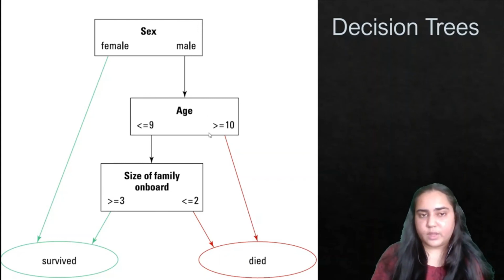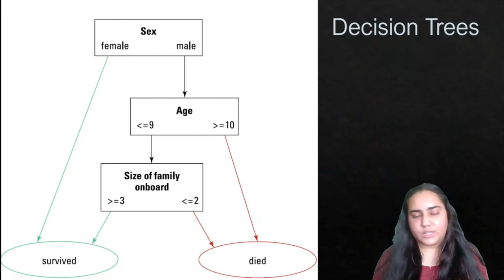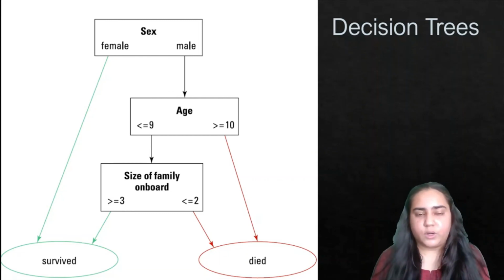That's another rule. Then if the person was a male greater than 10 years old, then that person just died. That's what we are predicting. And also if the person was male, less than or equal to 9 years old, and had less than or equal to 2 family members on board, then also we are predicting that the person died. So these are the different parameters available to you, and these are the rules that you are basically feeding to your model. Based on that, you would try to predict and classify or cluster your data.